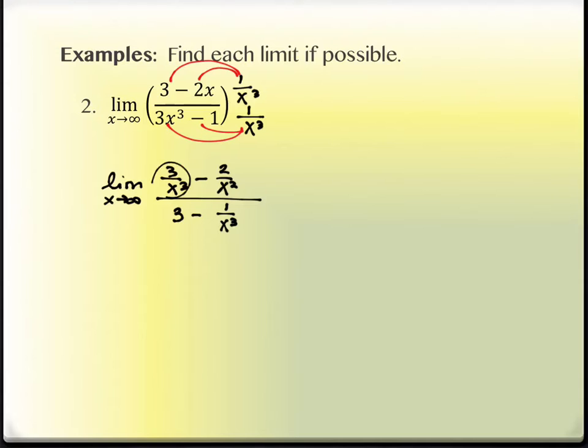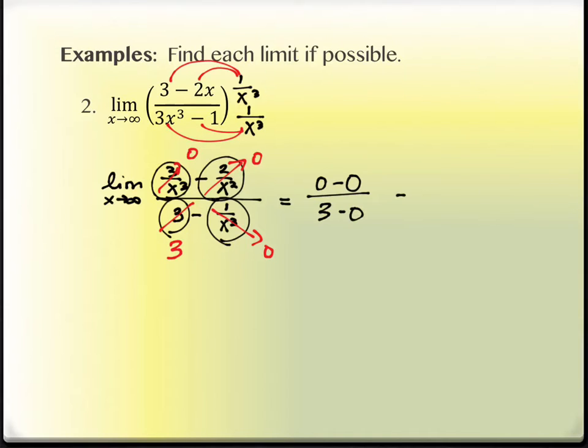The reason that's nice is that I can consider what each piece's specific limit is. So what's the limit of 3 over x cubed as x goes to infinity? That's 0. How about the next one? Also 0. How about my 3? It's just 3. I'll write it underneath. And the 1 over x cubed? 0. So what I'm doing by evaluating each one is taking the limit, which means now on top I have 0 minus 0 over 3 minus 0, and all of that is 0.